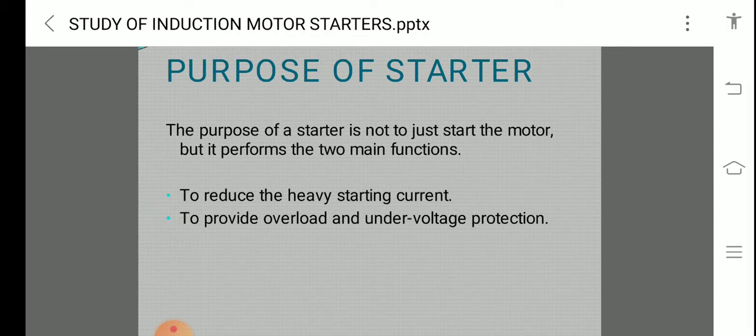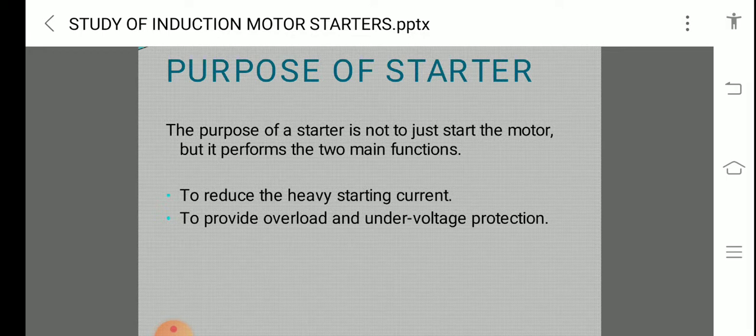So we are in a need to reduce this high current. The rotor current will be 5 to 8 times the full load current. This heavy inrush of current will damage the motor winding. For this reason, we have to protect it. For this purpose, we are using a starter.